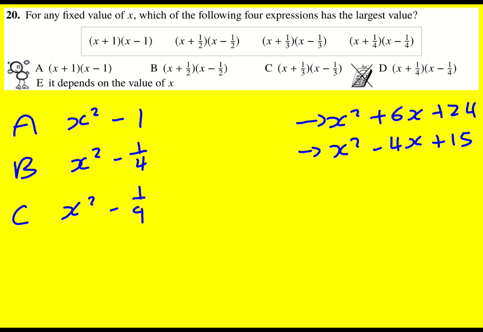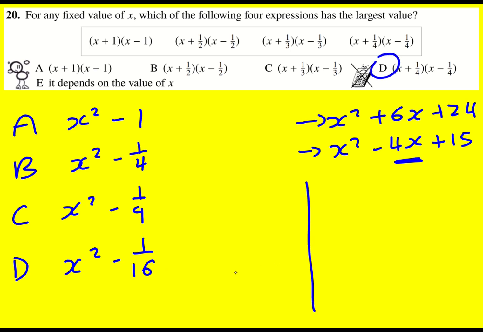And you can see there's no x term. It's the x term that kind of messes with it, which normally means that it will depend on the value of x. And then the last one is x squared minus 1 over 16. So which one has the largest value? Well, all of them have x squared, and then we're minusing different amounts. It's going to be the one where we're minusing the smallest amount. So the answer is D.